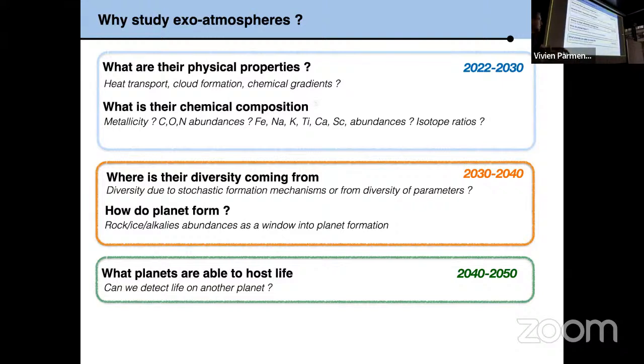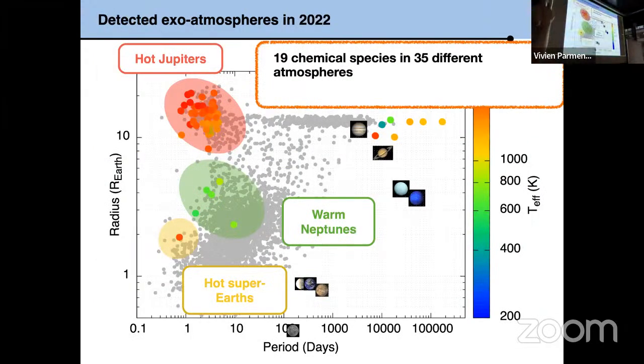And obviously, in the far future, we all want to find aliens. That's not going to happen right now. But all the techniques I'm going to talk about are basically the same techniques we're going to use on Earth-like planets in the future. So that's where we were in 2022, so pre-James Webb.